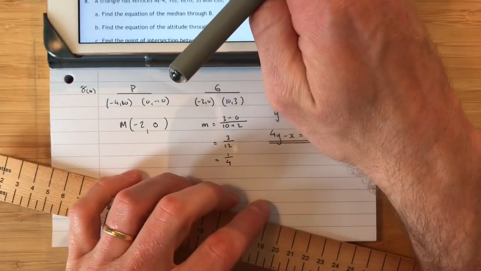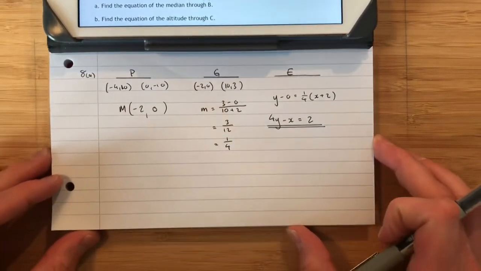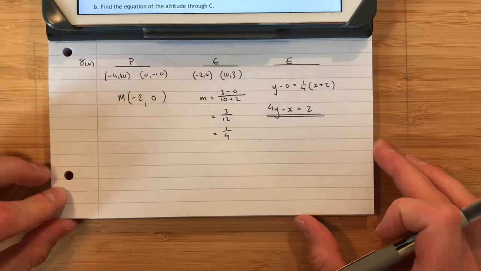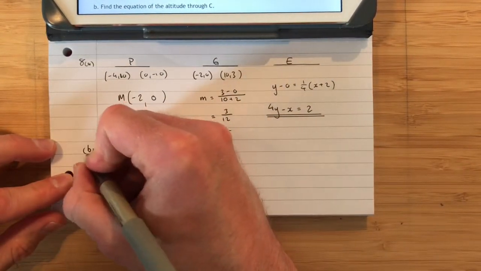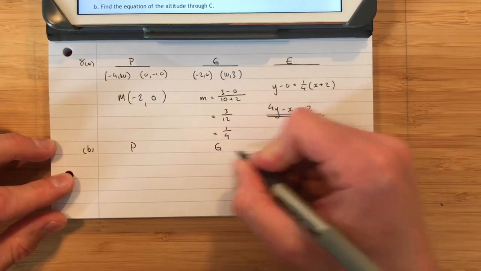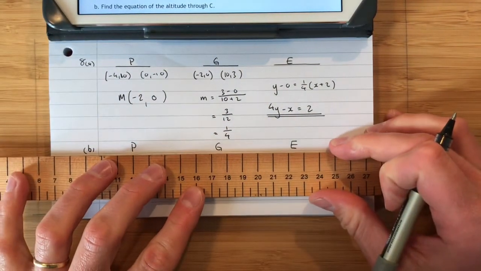Okay, that's part A. Part B is find the equation of the altitude through C. Can I fit it in here? I'm feeling bold, I'm going to do it. Let's find the equation. Point, gradient equation. Flipping a gradient, it's going to be actually tight to fit it in here.